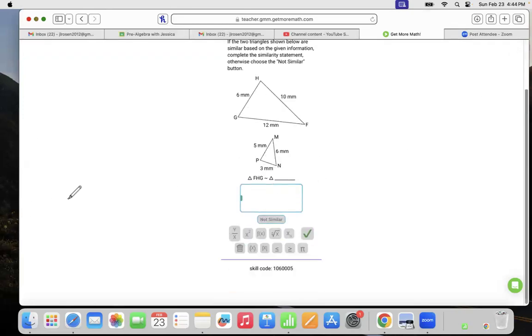So just a way to make an order of looking at things. Okay, let's look at that one more time. So again, my shortest side is 6. My shortest side here is 3. So 3 times 2 got me 6. That means 5 times 2 gets me 10. And 6 times 2 gets me 12. And then it wants FHG. So it was FHG. It went 2 tick marks, 1 tick mark. So 2 tick marks to 1 tick mark is MPN.